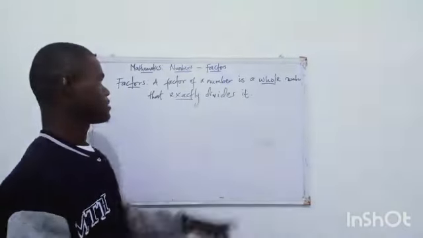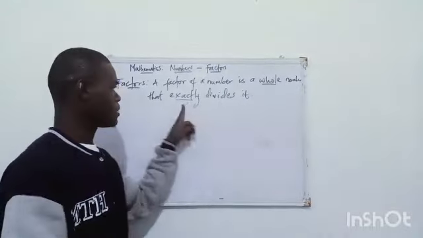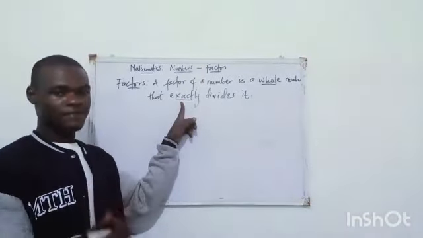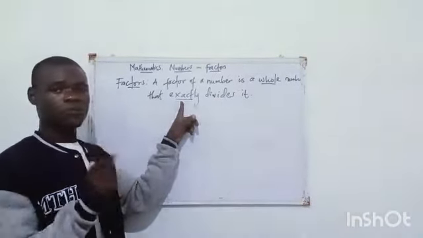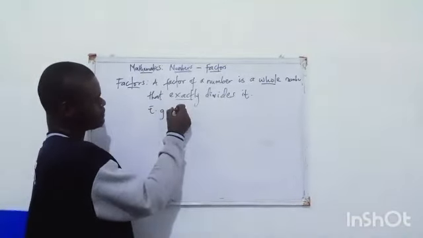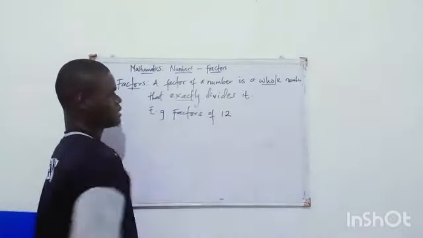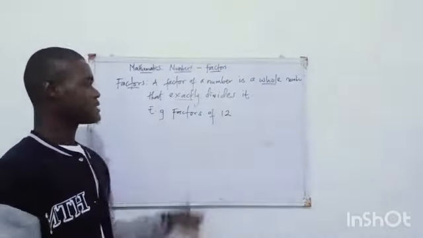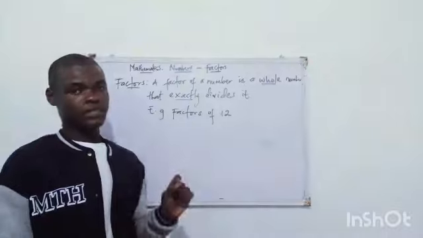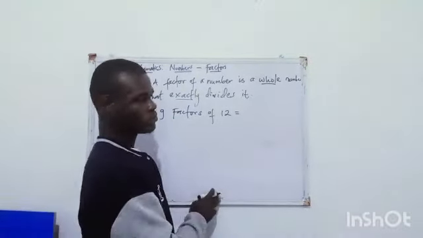Let me explain what that means. The number that you call a factor must be a whole number. That's number one. And number two, it must exactly divide that number. That is, it must divide the number without a remainder. So an example is this. We have factors of 12. These are numbers that will exactly divide 12 without remainder. Whole numbers, to be precise. So, what do you think are the factors of 12?